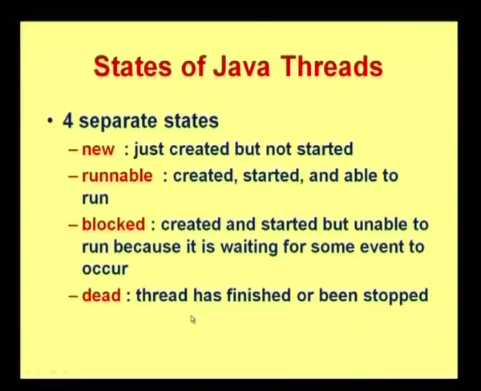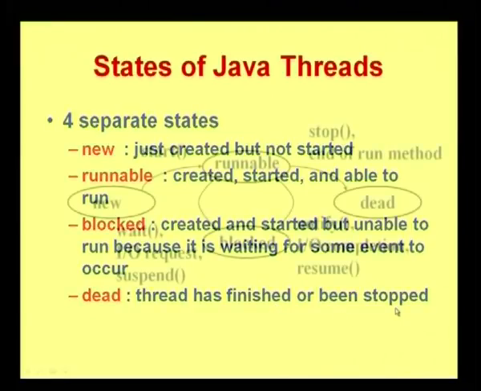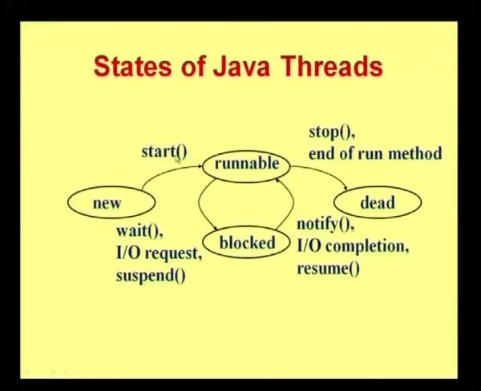Next is dead state. Thread has finished or been stopped. You can see here, new on giving start becomes runnable. Next it becomes dead state when I call the stop method or at the end of the run method. It goes to blocked state when I call wait, or there is some other IO request to that particular process, or if I issue suspend. And from blocked to runnable, it will happen only when I give notify. When another thread gives notify, I can go and make my particular attempt at running. After IO completion I can come to the runnable state, or else after resume I can come to runnable state. So, these are various states of your thread.